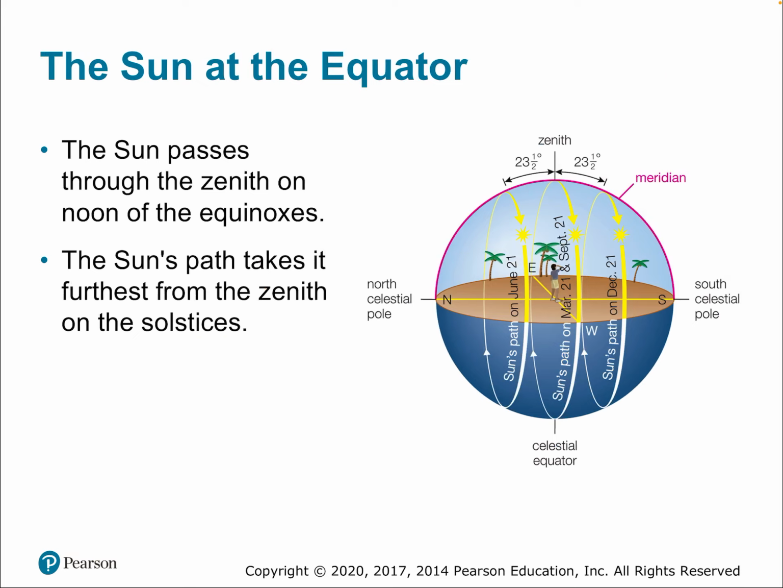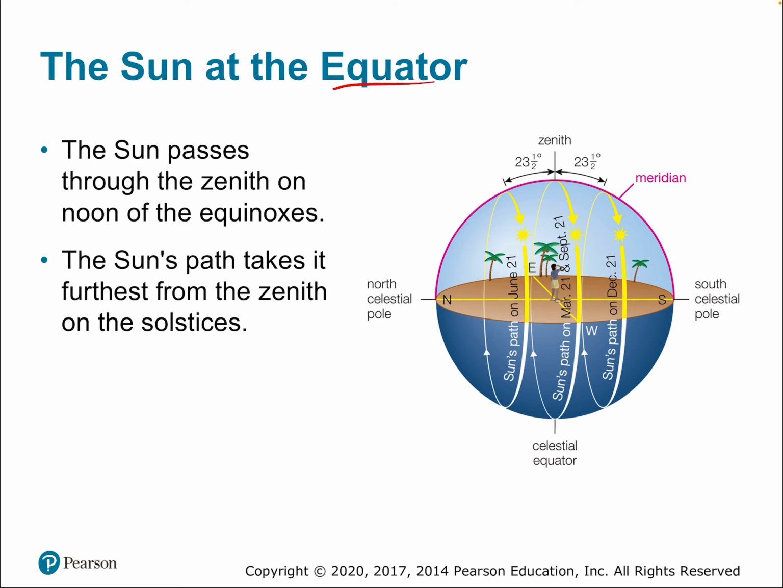The sun passes through the zenith, let's go back to the equator first. The sun passes through the zenith at noon of the equinoxes for anyone located at the equator. And the sun's path takes it furthest from the zenith on the solstices, where it's still going to rise up and you still have a very long day. The day length on the equator never changes. So the length of the day is always 24 hours.